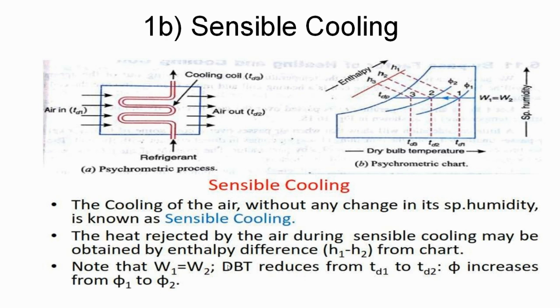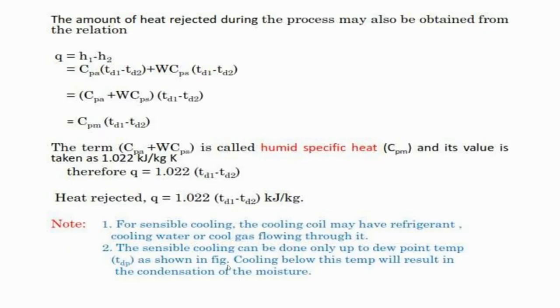Now, here W1 is equal to W2 and specific humidity is constant. DBT reduces from TD1 to TD2 and enthalpy from H1 to H2. The same explanation is given as for sensible heating.